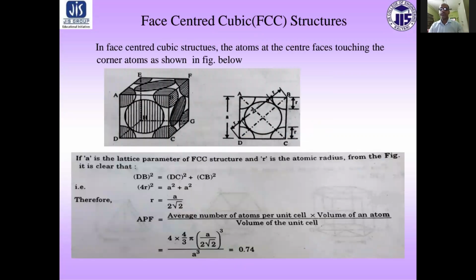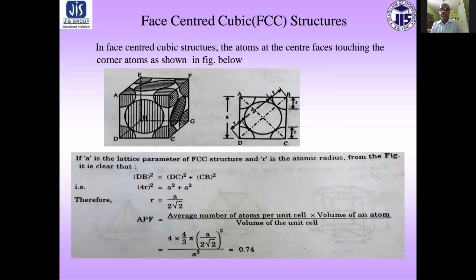As we know, the atomic packing factor is defined as the fractional amount of volume or space occupied by atoms in a unit cell. It is also called atomic packing density or efficiency. So APF is given by the equation: volume of atoms in the unit cell divided by the volume of the total unit cell.